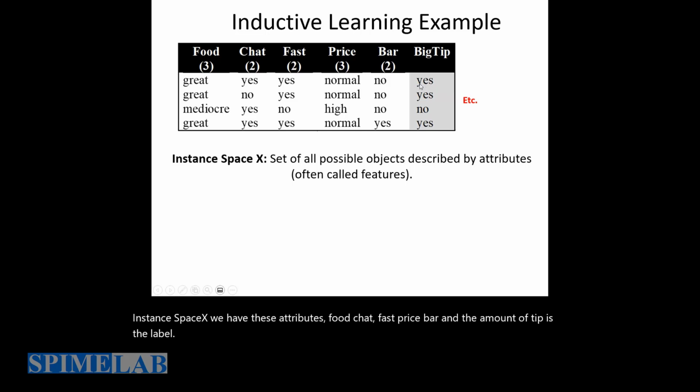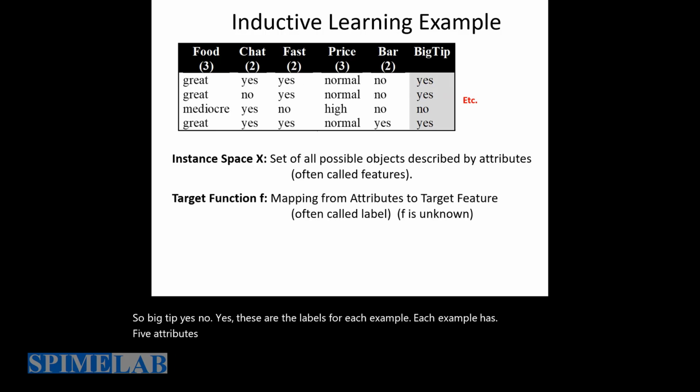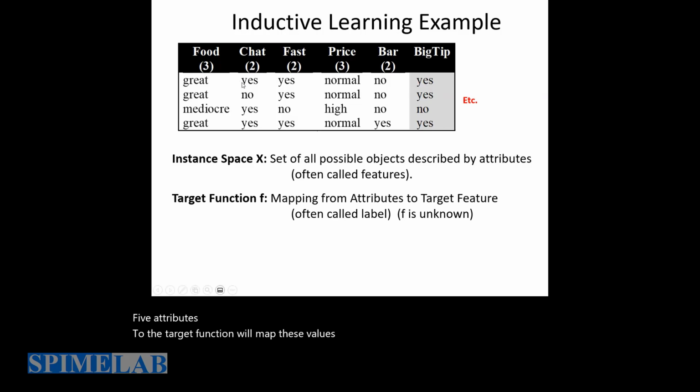So big tip: yes, yes, no, yes. These are the labels for each example. Each example has 5 attributes. So the target function will map these values of the attributes, given the values of these attributes, to yes or no.